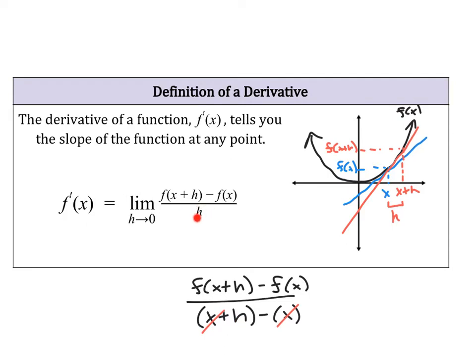But we notice that we don't just want the slope formula, we want the slope formula as this distance gets incredibly small, which we can use a limit for, the limit as h approaches 0. So essentially we're using the slope formula as the distance between the 2 points gets incredibly small. So that's where this formula comes from, and this is what we are going to be using to find the derivative of our function.